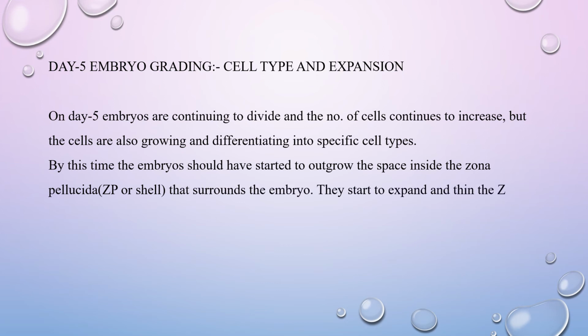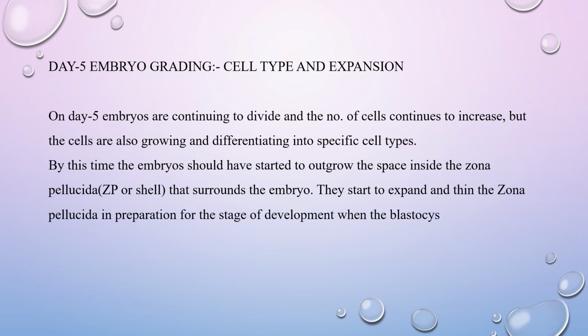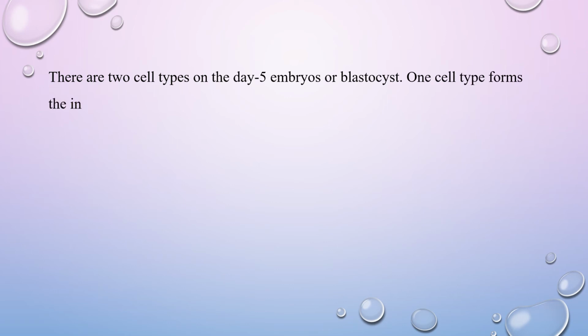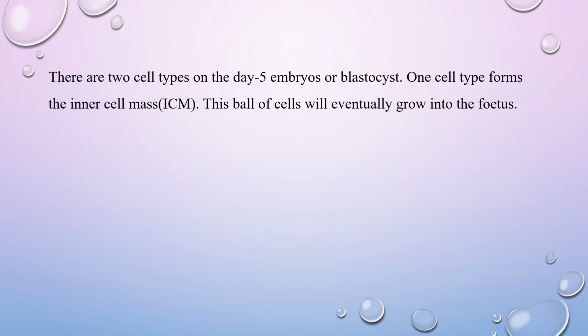They start to expand and thin the zona pellucida in preparation for the stage of development when the blastocyst bursts through the membrane, hatching, to prepare for implantation into the uterine lining. There are two cell types in the day 5 embryo, or blastocyst. One cell type forms the inner cell mass. This ball of cells will eventually grow into the fetus.